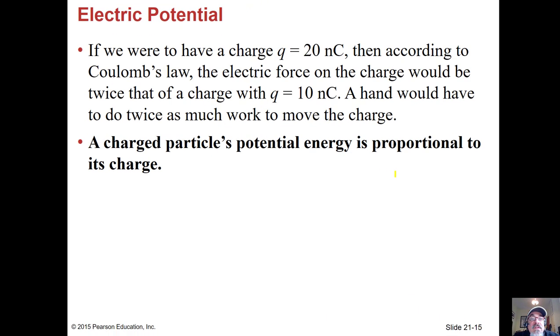So if we were to have 20 nanocoulombs, then according to Coulomb's force law, you remember Coulomb's force law, the force between different charges is Q1 times Q2, the magnitude of those, divided by the distance between them squared. So if you had 20 nanocoulombs, the force is going to be twice as much as if you had 10, so a hand would have to do twice as much work if you compared 20 nanocoulombs to 10 nanocoulombs. So the charge's potential energy is proportional to the charge, just like the gravitational potential energy we saw from physics 220 was proportional to how much mass you actually had.